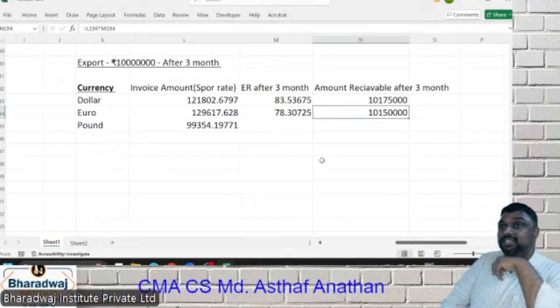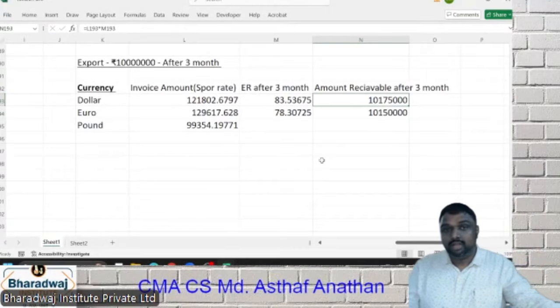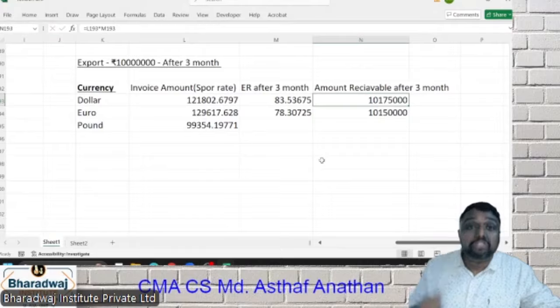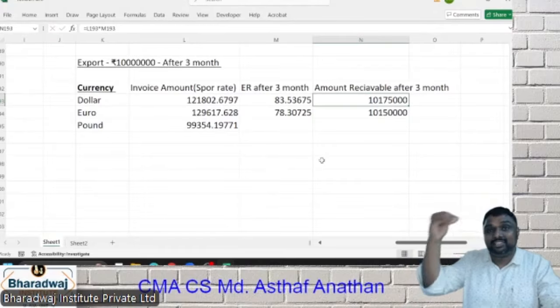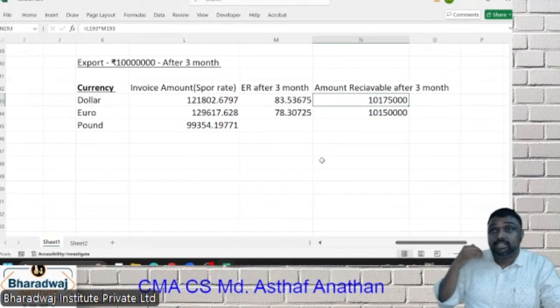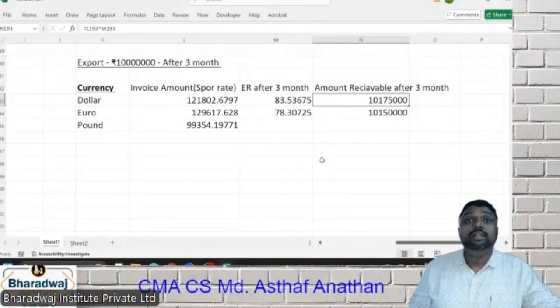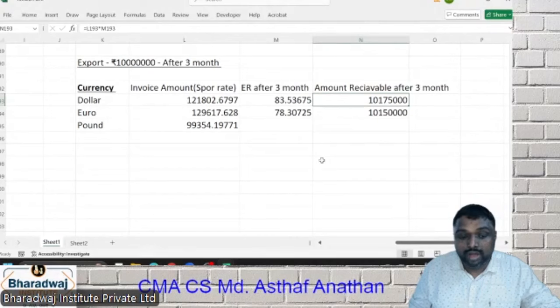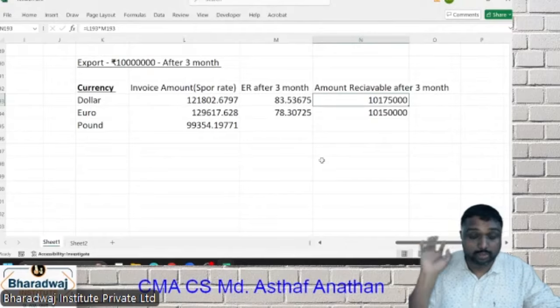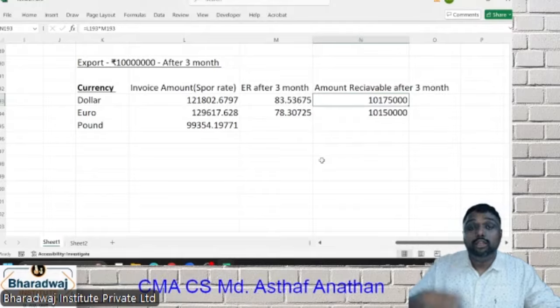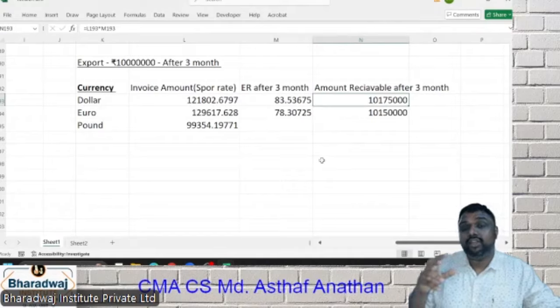Which is best in this case? So far, the dollar invoice is best because the dollar is getting appreciation. So this is a very good strategy. Our study material does not have this type of question. So it is a good exposure for you to learn this kind of question. I hope you understand what we are doing. That is, you have an amount of 10 lakh in rupee perspective, but you want to get a currency benefit. So you are trying to check what the perspective will be if I issue the invoice in dollar.